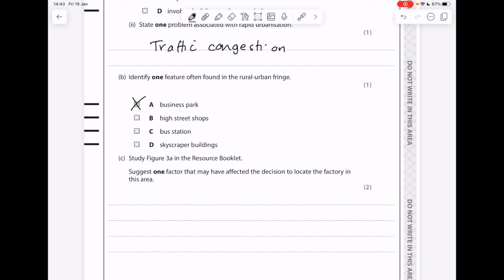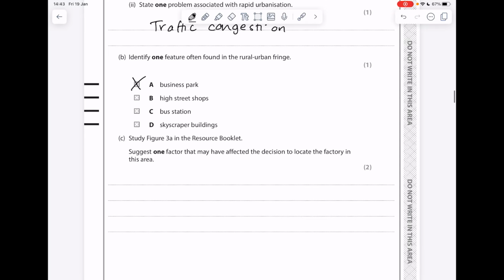Identify one feature often found in the rural urban fringe, a business park. Yes, actually, let's go there. High street shops will be found in the central business district. Bus station, again, very central. Same with the skyscraper buildings. But yeah, they'll tend to build these business parks in lower value land.